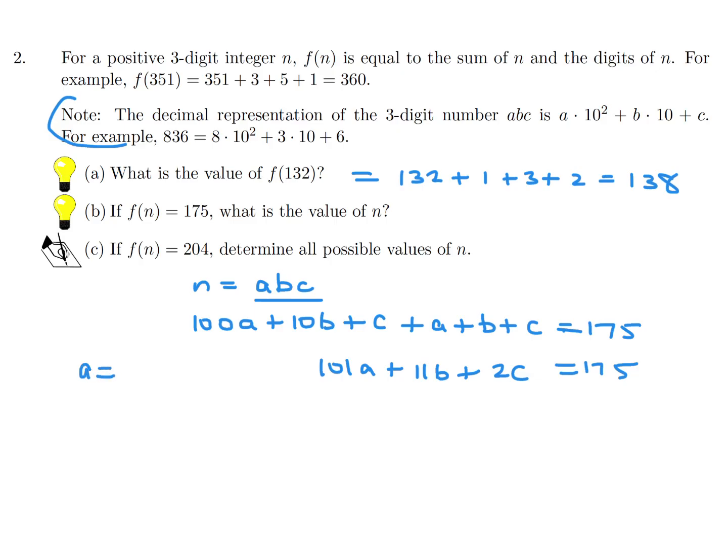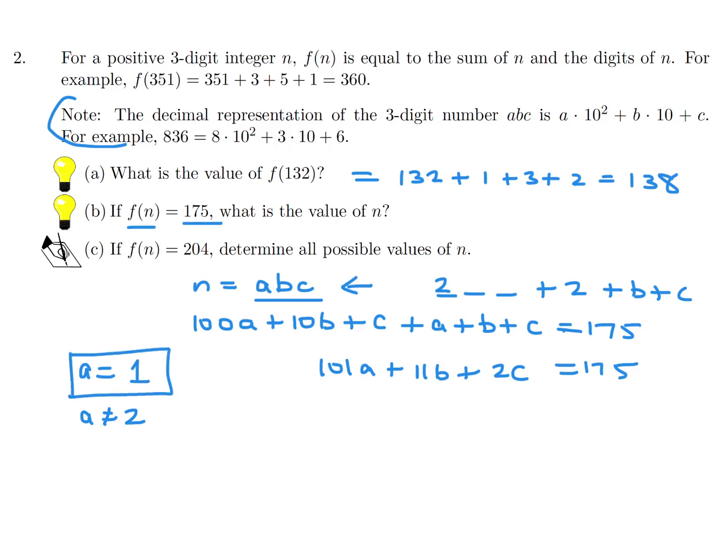A cannot be 0, because if a was 0, that would no longer be a 3-digit number. A could be 1. That's a pretty good estimate for what a is, but a cannot be 2. Why? Because if a was 2, then this would be 200 and something, and therefore f at n would be greater than 200. If you take 200 and add the 2, the b, and the c, it'd be over 200, and this is 175. So I am confident that the only thing a could be is 1.